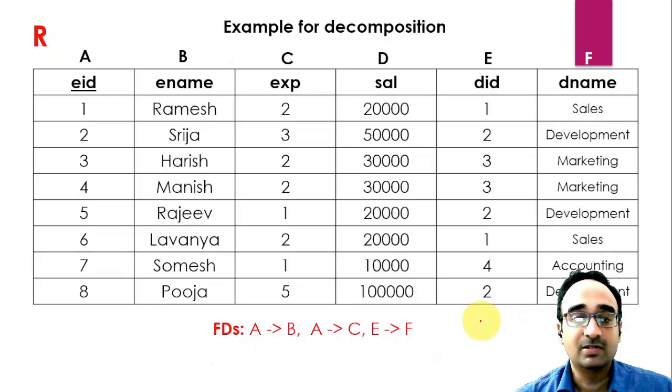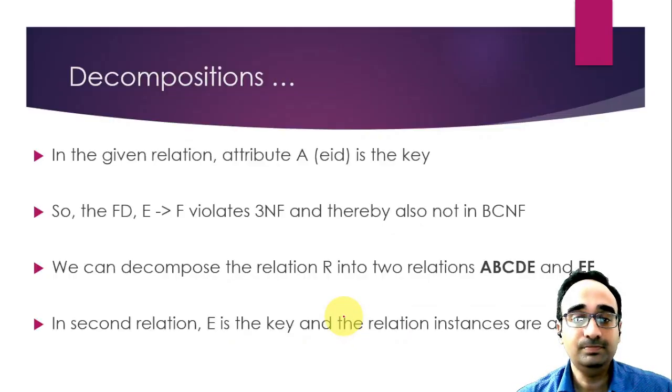There is a functional dependency from A to B, a functional dependency from A to C, and a functional dependency from E to F. In this table, EID is the key, the primary key.